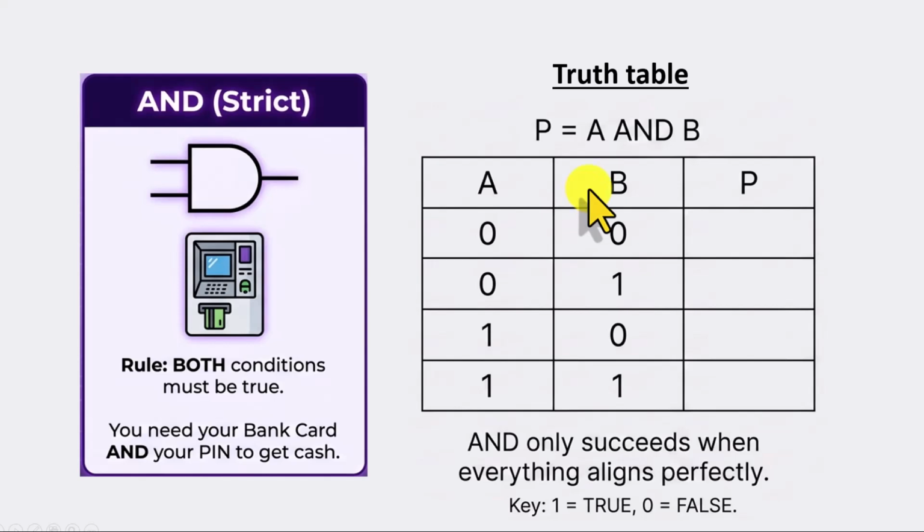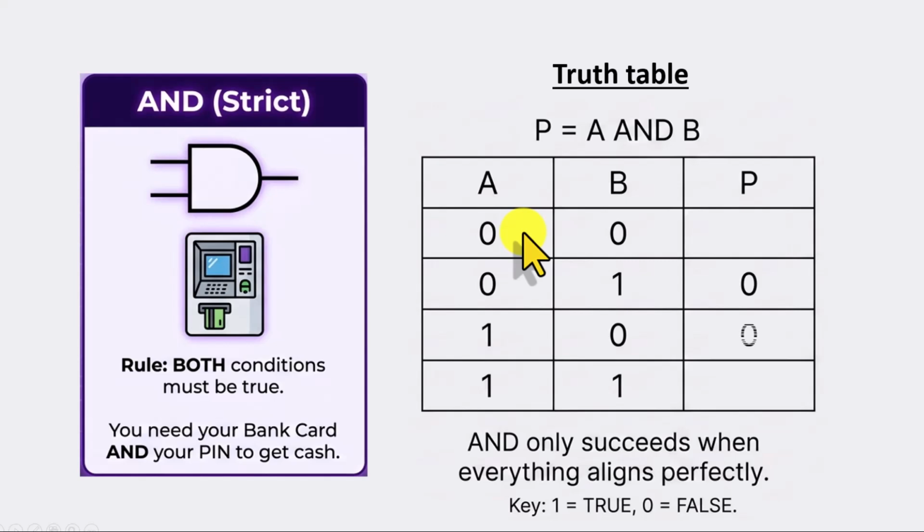Then see here, truth tables. We have some truth tables for each one of them. The first one is for AND. A, B, and after that P is A and B. So what will happen there? 0 is false and 1 is true.